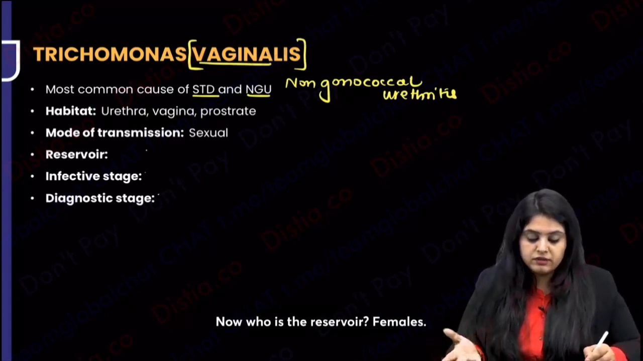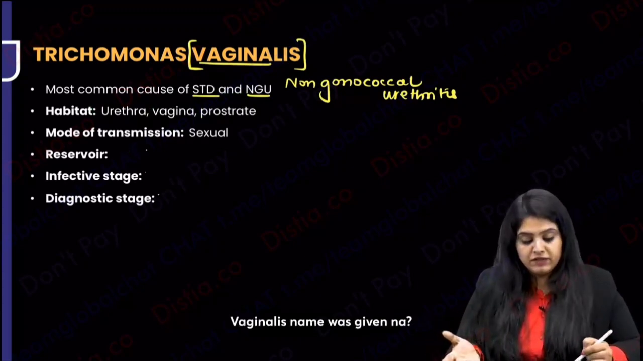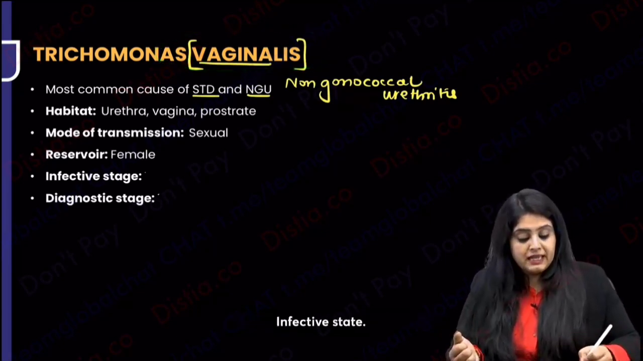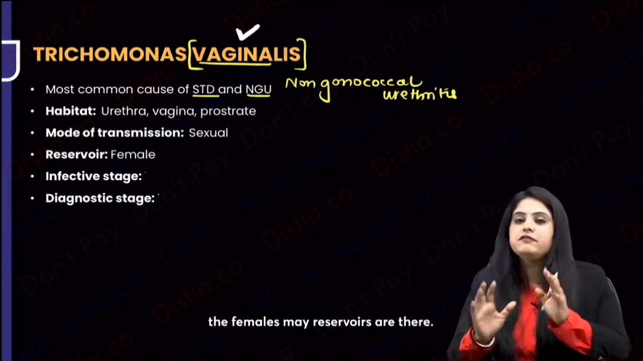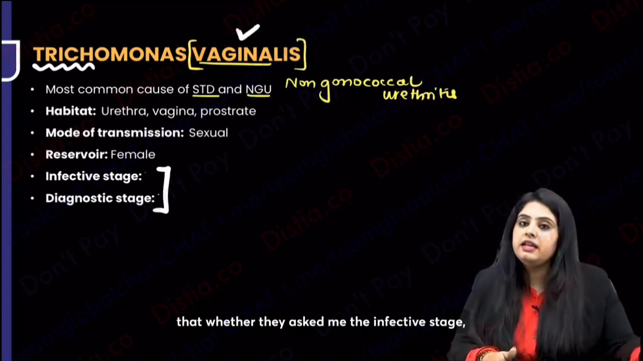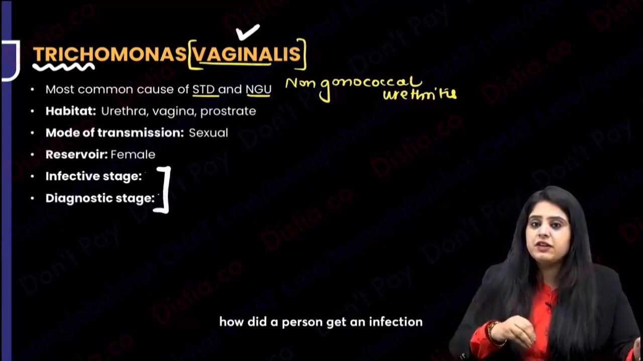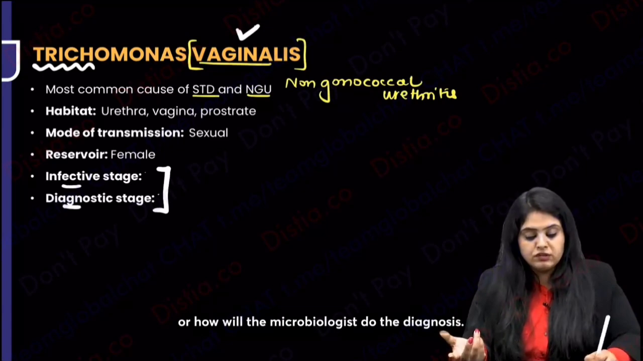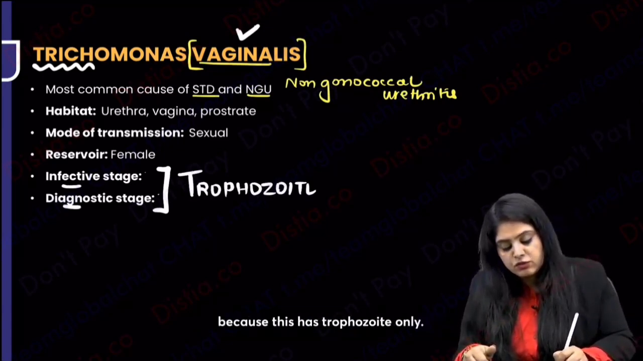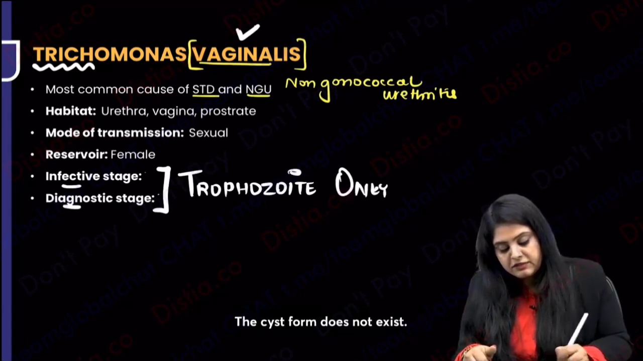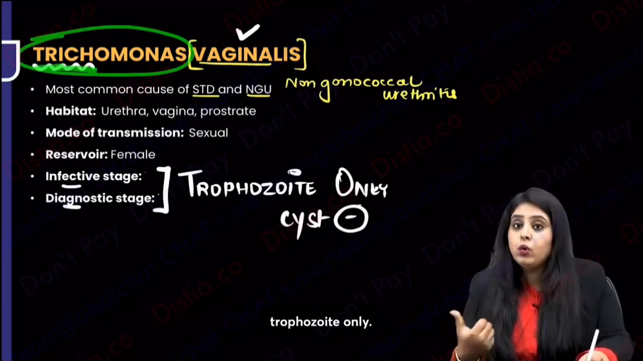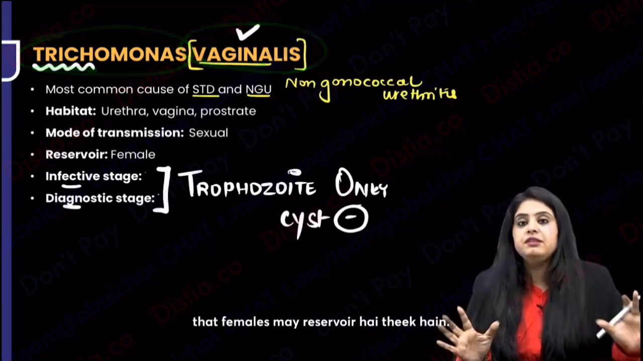Now, who is the reservoir? Females. The name vaginalis was given, right? When the vaginalis name was given, this means that females are the reservoirs. Infective state. So from vaginalis I understood that females have the greater reservoir. From Trichomonas I will understand that whether they ask me the infective stage, how a person got an infection, or how the microbiologist will do the diagnosis, whatever will be asked, I will always mark trophozoite, because this has trophozoite only. The cyst form does not exist. So please remember, when I say Trichomonas, trophozoite only, and vaginalis tells me that females are the reservoir. Okay?